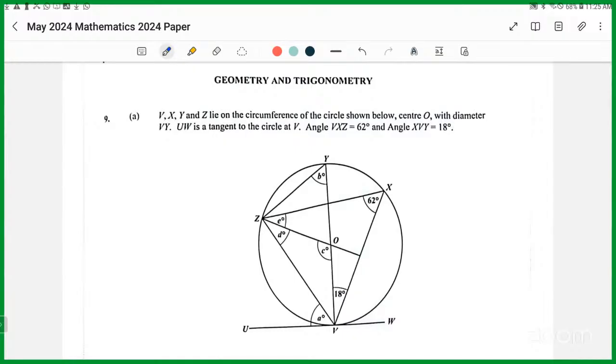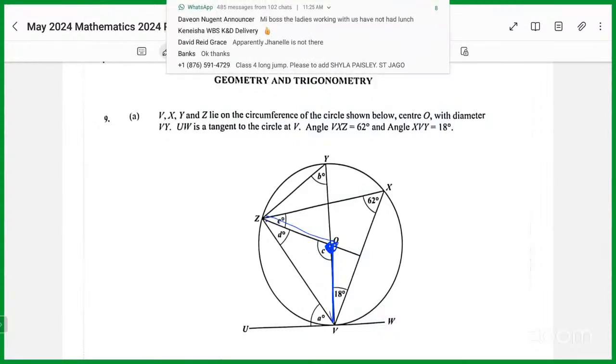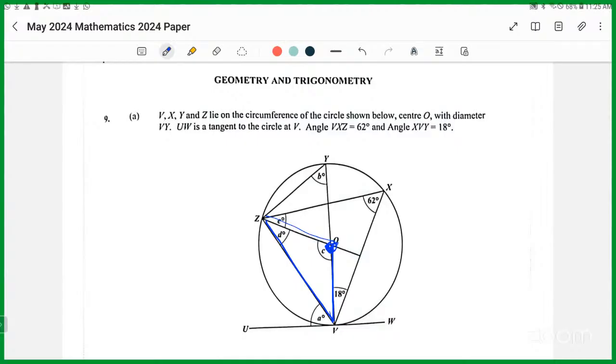Alright? Any angle in a sector, any triangle formed from a center, like this one, as we just did, is isosceles. In that diagram, that would be an isosceles triangle. The two other angles in there are equal. Alright, so those are some of the main things I've just gone over.